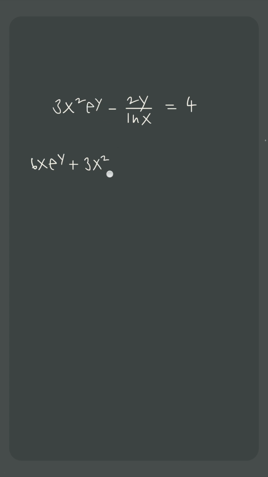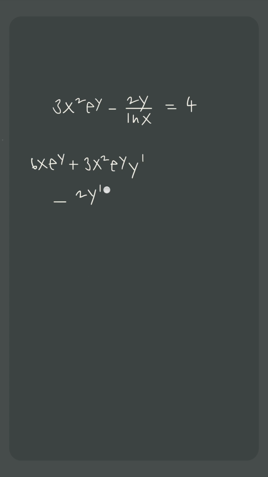Well, the derivative of e to the y is just e to the y, but then because we took the derivative of something that includes y, we have to multiply this by y prime. If we then wanted to take the derivative of this second term here, we would use quotient rule. So we would say that the derivative of the top is 2, but we took the derivative of something that included y, so we have to multiply by y prime.